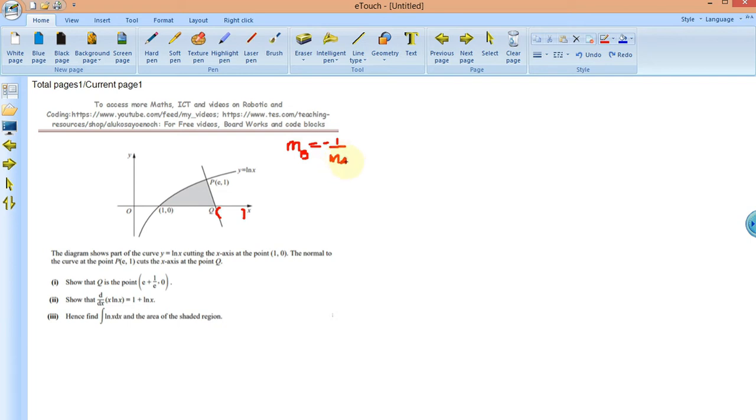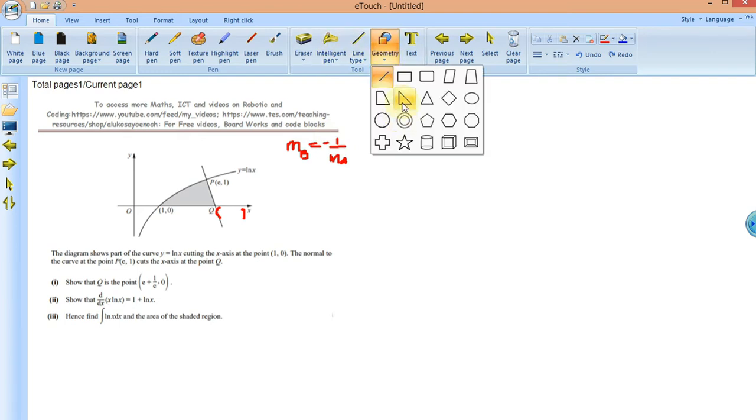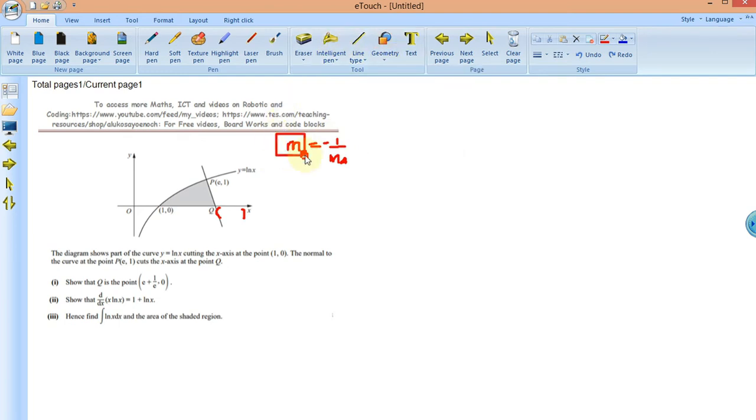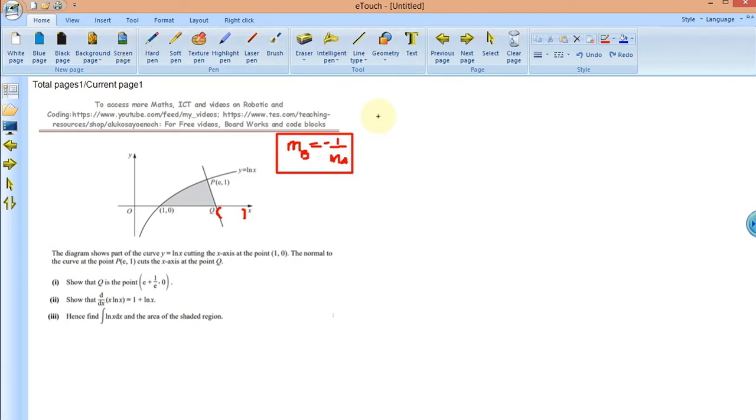So let me go ahead and find MA now. Let's find the gradient of the curve. To do that, we differentiate the function as usual. Since I have y equals ln x, we want to differentiate ln x. I will not be writing a lot again, guys. Don't forget that when you differentiate ln x, it will give you 1 over x.